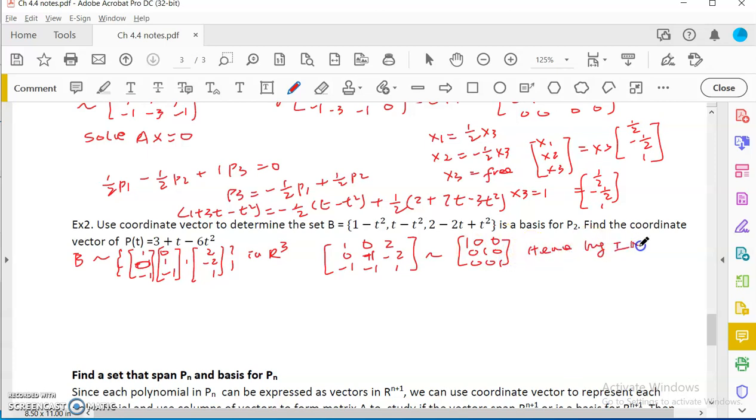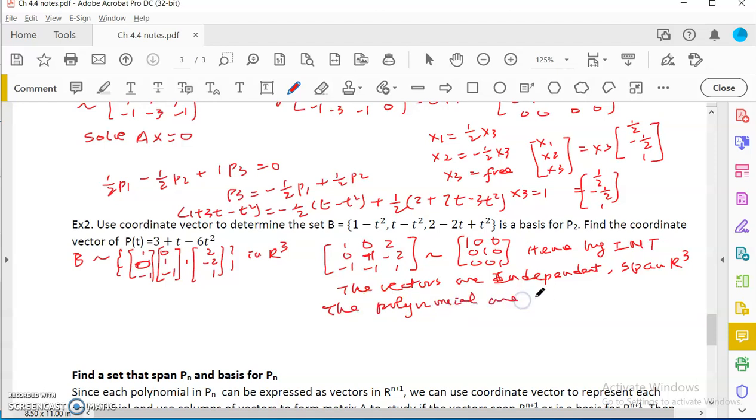By the IMT, which is very good, the vectors are independent, as well as span R3. And by the isomorphism, the polynomials are also independent and span P2. Hence, a basis for P2.